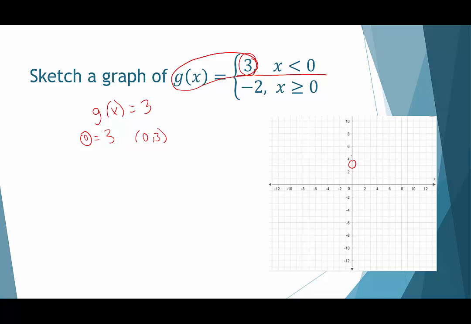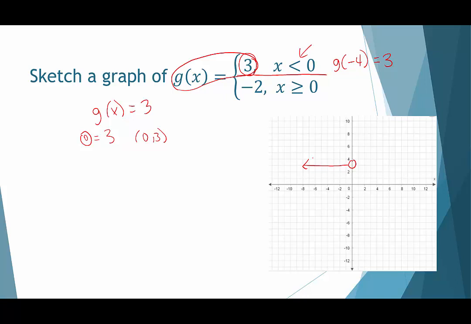Whether you choose to plug in -1, -2, -3, it doesn't matter, as long as x is less than 0. So we could plug in g of -4, let's say, and when we plug in -4, since there's nowhere to plug it into, we're going to end up with 3. So (-4, 3). Now we have 2 points on this line. So this line segment is a horizontal line going only to the left, right? Because we stop when x is 0.